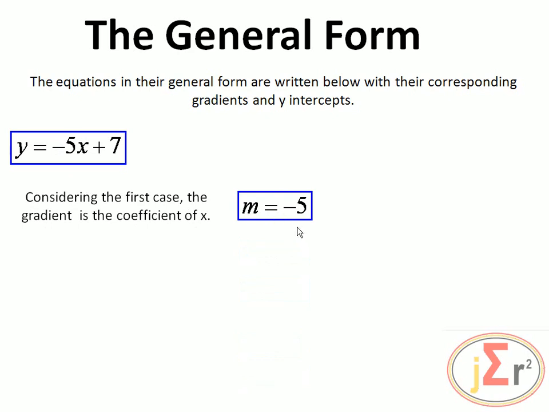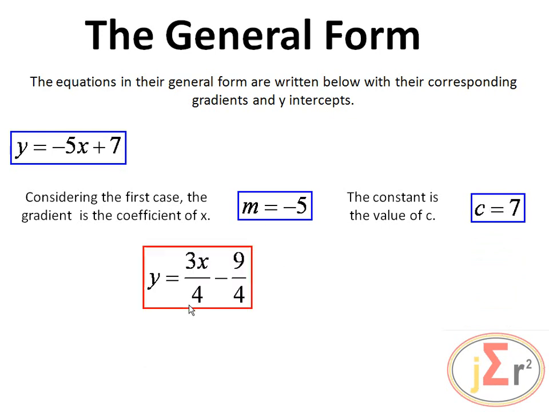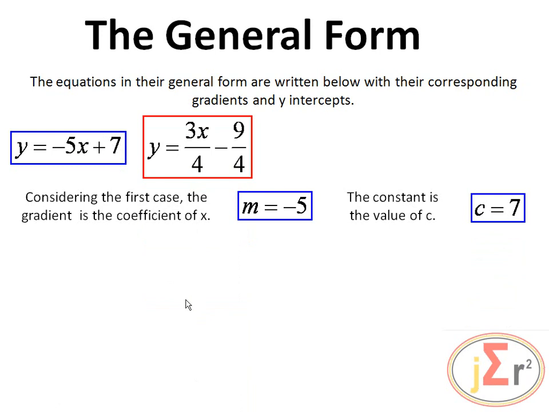M is equal to -5. The constant is the value of c. So c is right here, a +7. So c is equal to +7. The gradient is -5 and the y-intercept is 7. That is your other one.